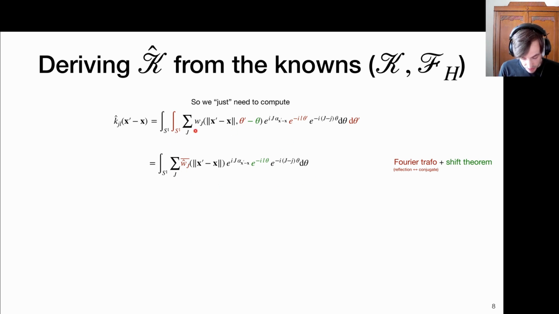So what we're dealing with is W. You take the Fourier transform of this function W, which we indicate with a hat.